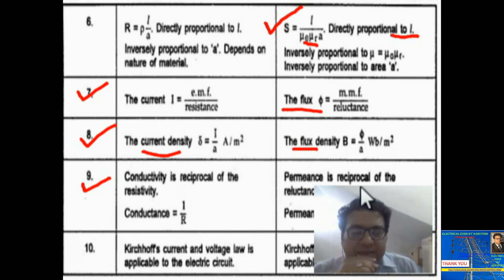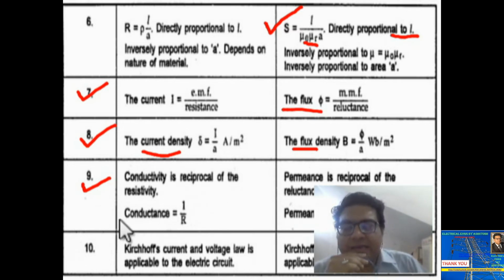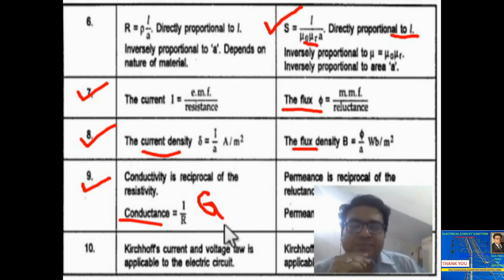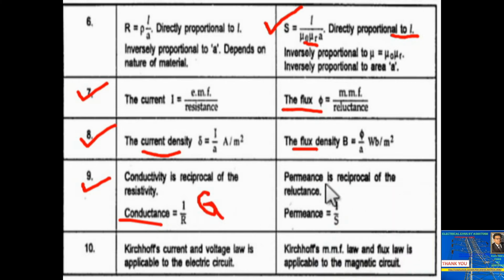And there will be conductivity, which is the reciprocal of resistivity. You can see here, guys, conductance is inversely proportional to resistance. Conductance is denoted by capital G, and see here, permeance is the reciprocal of reluctance. Permeance is the permission to the flow of flux, but reluctance is the opposition to the flow of flux. So both are inversely proportional, guys. Permeance is inversely proportional to reluctance. And then 10th point here, Kirchhoff's KVL and KCL laws are applicable.